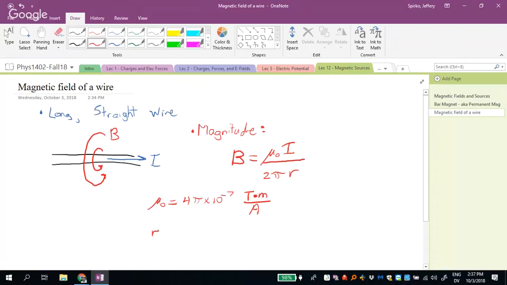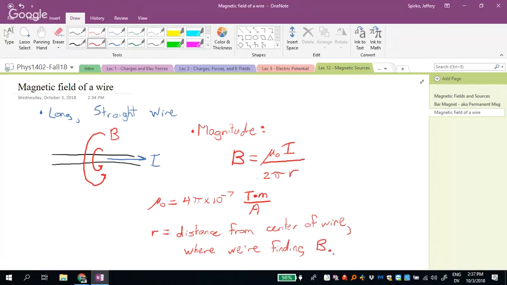And R is the distance from the center of the wire to the place where we're finding the magnetic field. So this formula says that the magnetic field due to a wire is stronger when you're closer to the wire, and it gets weaker as you get further away. It's a pure inverse proportionality.